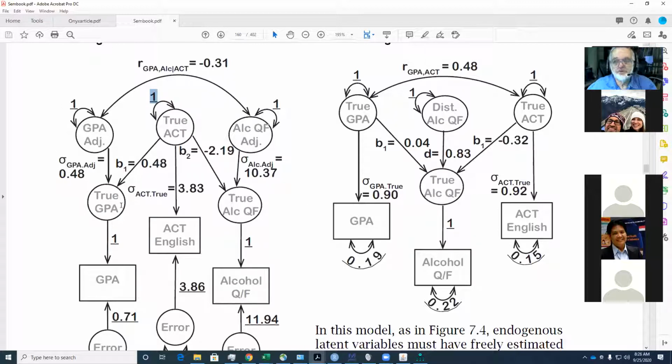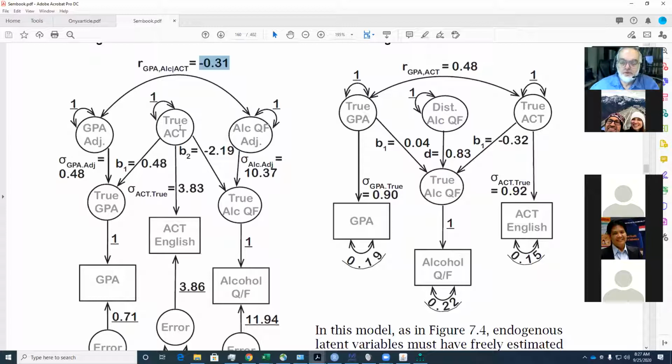Well, if these circles were squares, it would be a little bit easier for you to identify this as a partial correlation. It's been flipped upside down. This is my third variable correcting for each of these two things. This is an estimate of the standard deviation of GPA adjusted for ACT, and the same thing for alcohol adjusted for ACT. This is fixed at 1, this is fixed at 1. This is therefore a correlation coefficient adjusted for the effects.